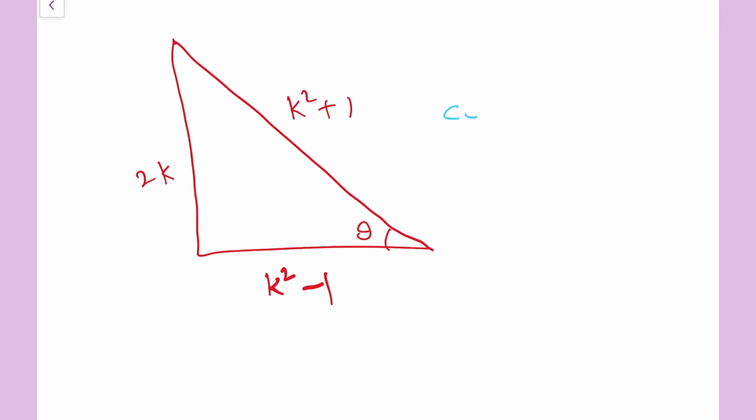He is asking to find the cos theta value, right? So cos theta equals adjacent by hypotenuse. For theta, adjacent is k square minus 1, divided by hypotenuse, which is k square plus 1. Hence proved.